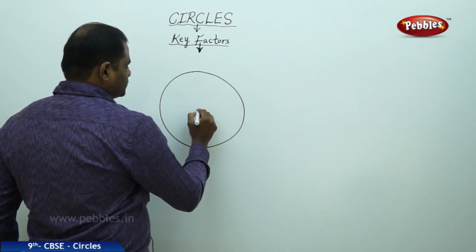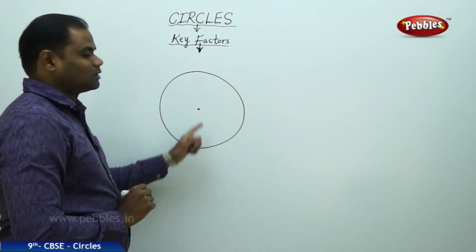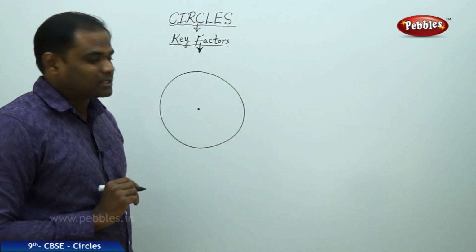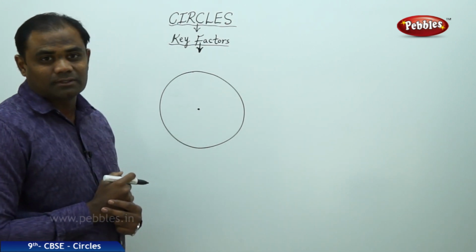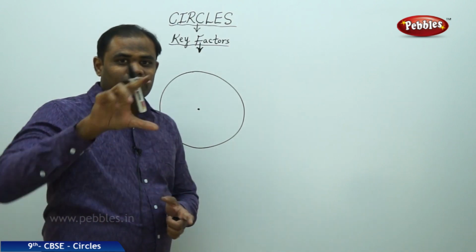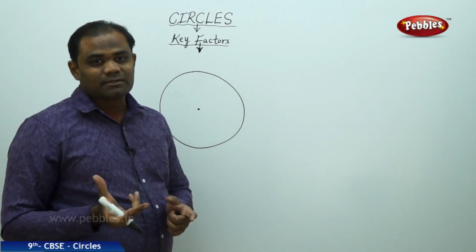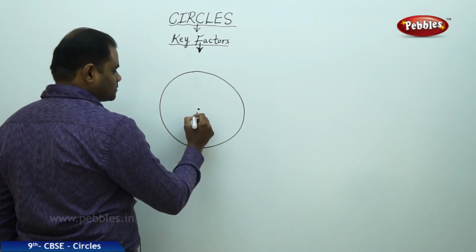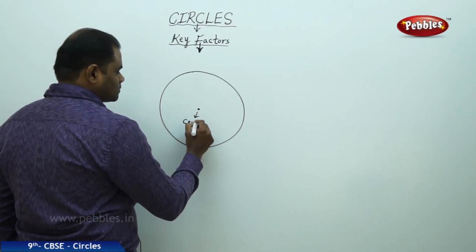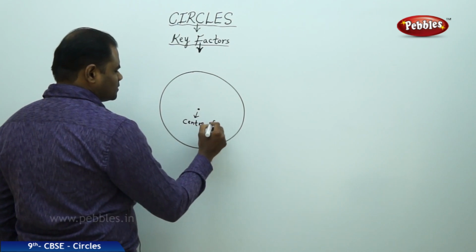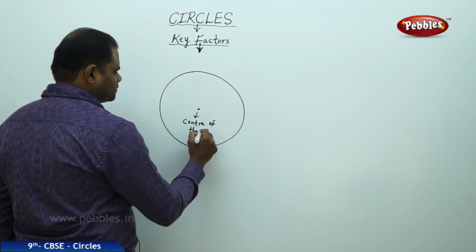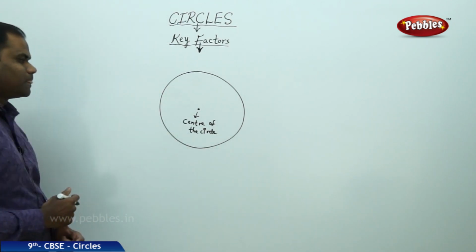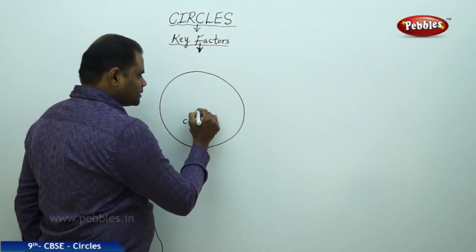So here is the circle which is obtained through the pointer of the compass. This pointer makes me understand that this is the center of the circle. The fixed point from where the circle is derived is called the center of the circle. So this point is called the center of the circle.